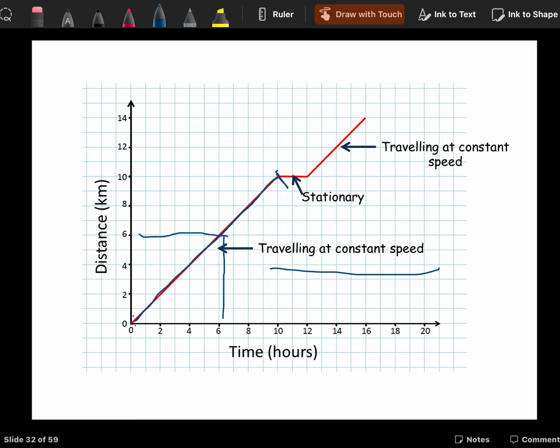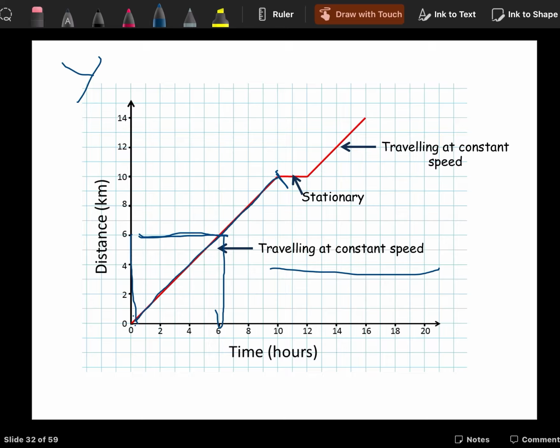Just draw these lines from 6. Look, choose any 2 points. Rise over run. What is the rise? 6. What is the run? Also 6. Rise means along the y-axis. This is the y-axis, this is the rise. How much rise? 6 kilometers. How much run? 6 hours.